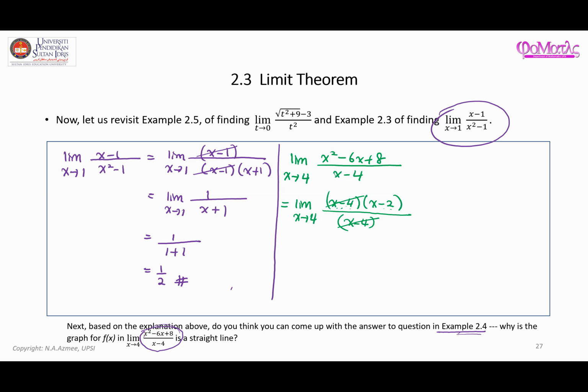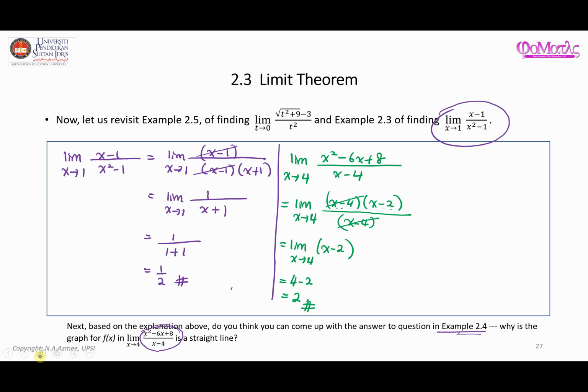Okay, so now this function can be reduced to this one here. So we have limit x approaches 4, x minus 2, and you can see that if you substitute the value of 4 into this function, it has no issue whatsoever. So you'll be able to get the result, which is equal to 4 minus 2, which is equal to 2.